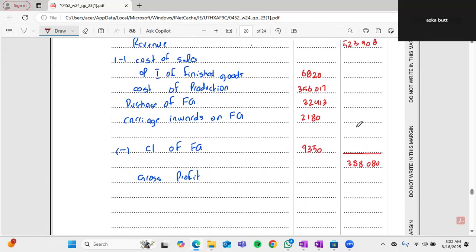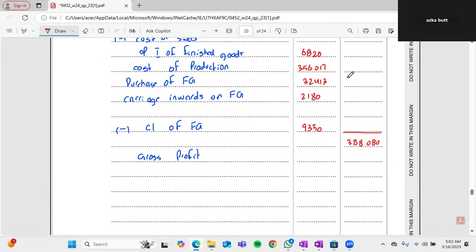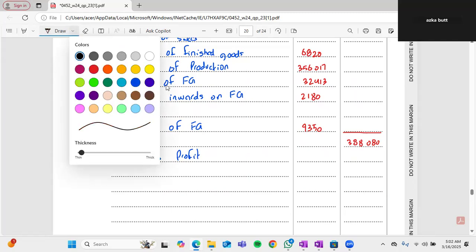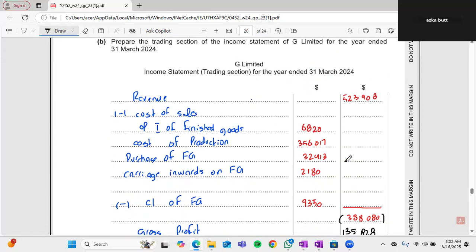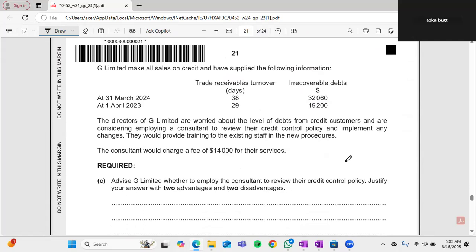Now let's deduct the cost of sales from the revenue, and you'll get the answer for the gross profit. So the gross profit is equal to 1,35,828. This is the gross profit. Now let's see the other question.